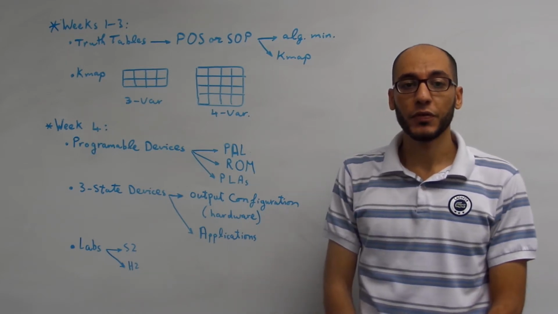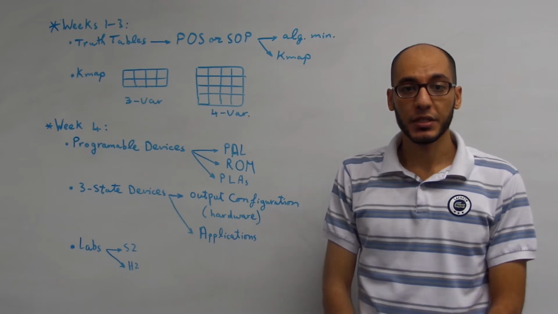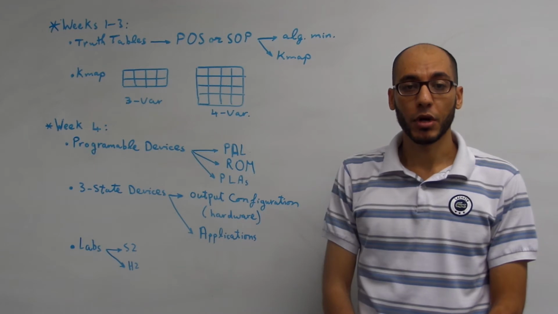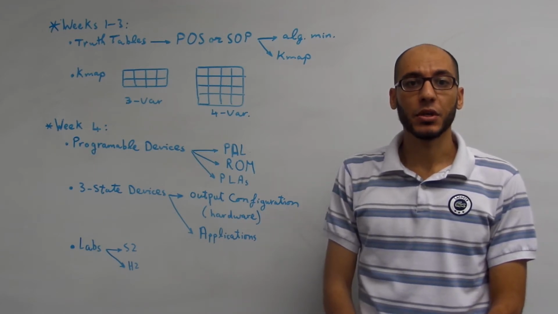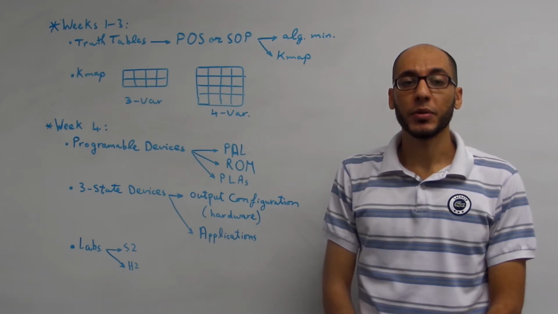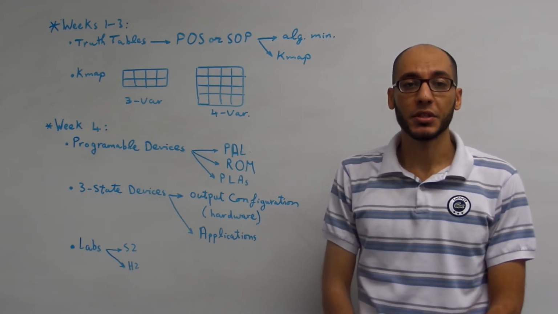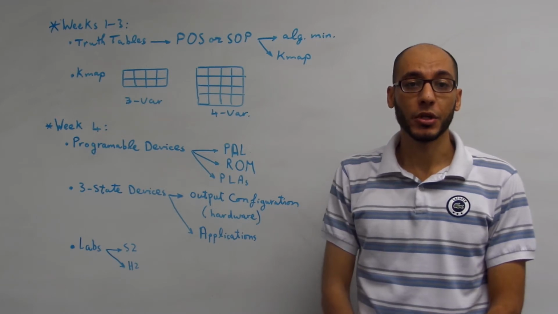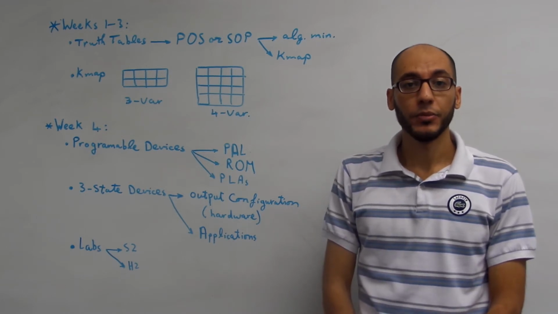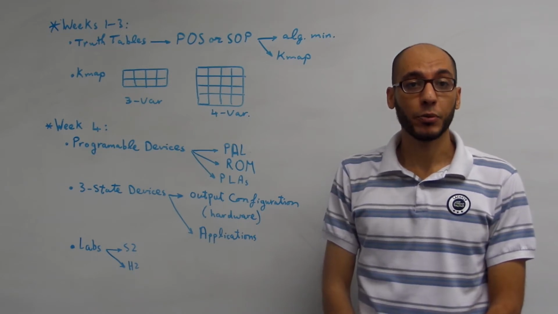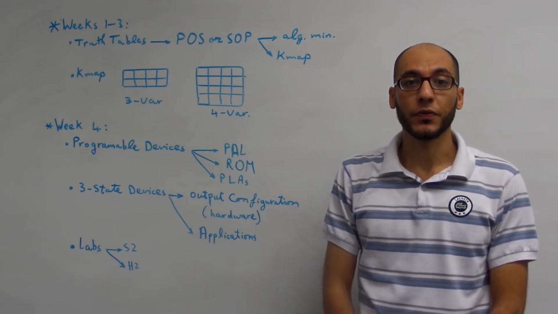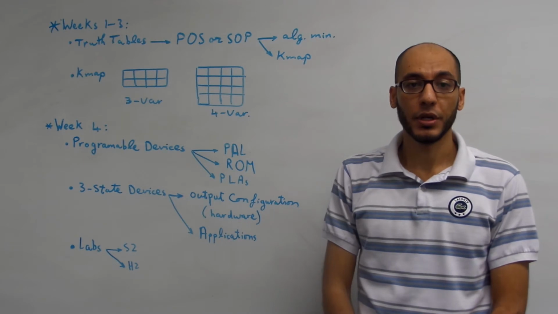So in this week we're going to cover the concept of programmable devices, and examples of this are the PAL, the ROM, or the PLA. By the end of this week you'll know how to use these devices to implement a system with a fairly large number of inputs. Moreover, you'll be able to implement systems that have multiple outputs, which is not easy to implement using K-maps. K-maps solve systems with just one output.